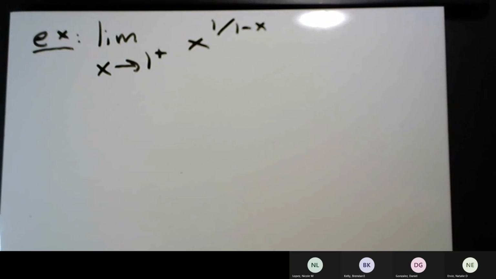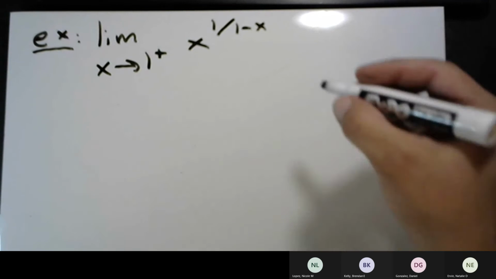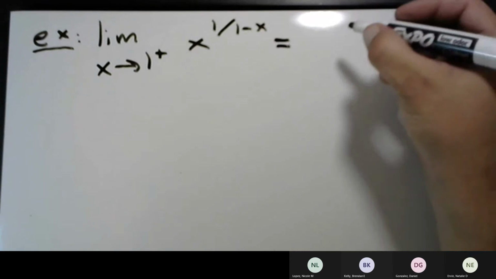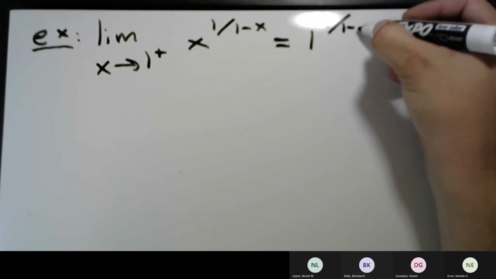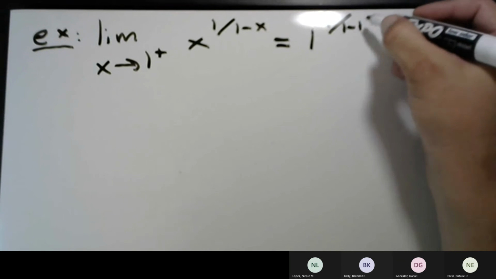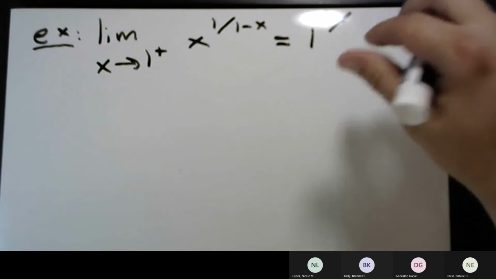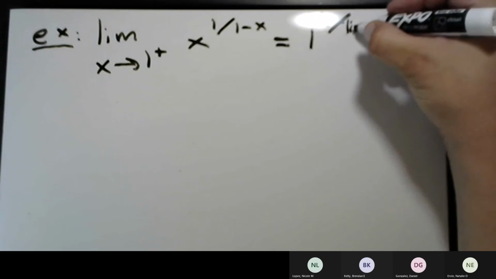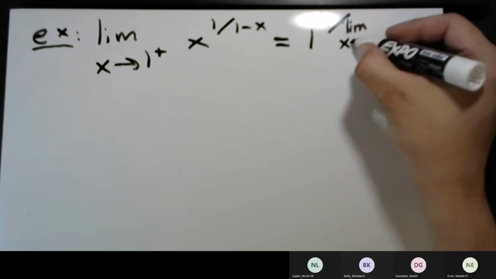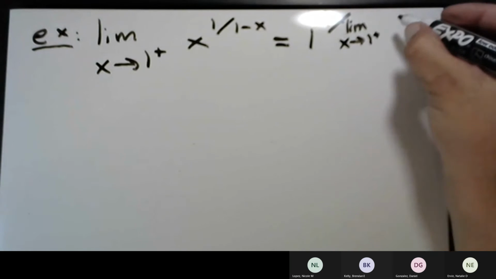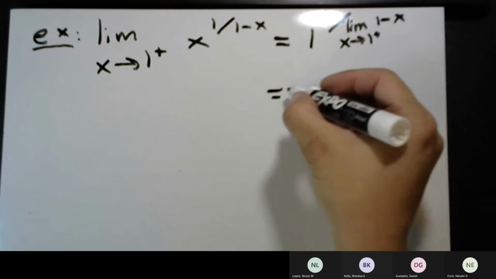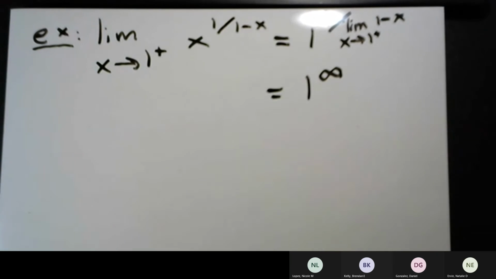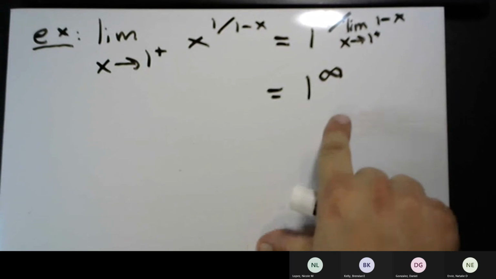Now, this actually becomes what's called an indeterminate form. Because if you just substitute in your 1, you're going to get, for all intents and purposes, 1 over 1 minus 1. And here I want to be careful writing it that way. It'll be the limit as x approaches 1 plus of x to the 1 over 1 minus x. And this will be 1 to the infinity. And this is another kind of indeterminate form.